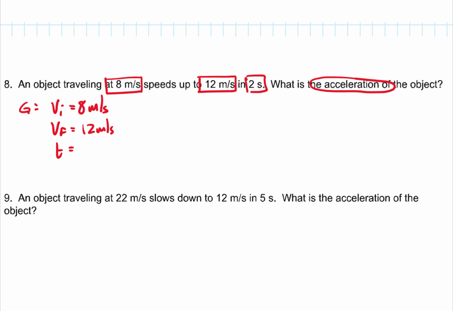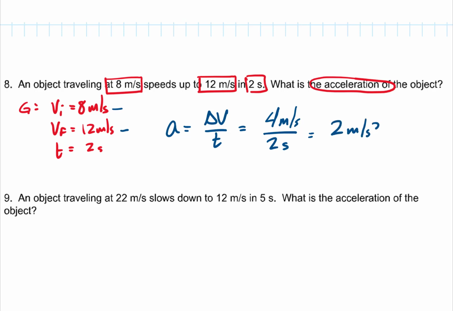And the whole thing takes place in a time of 2 seconds. And what we're after here is the acceleration. The acceleration is the change in velocity over time. I go from 8 meters per second to 12 meters per second. My change in velocity is 4 meters per second. It takes place in 2 seconds, so my acceleration is 2 meters per second squared.